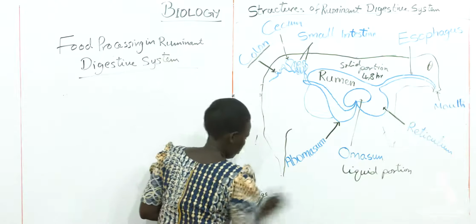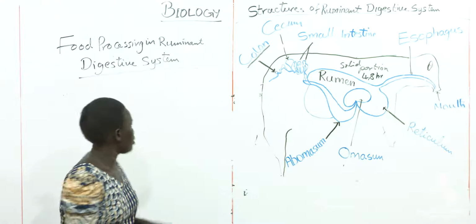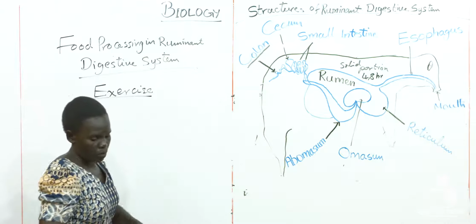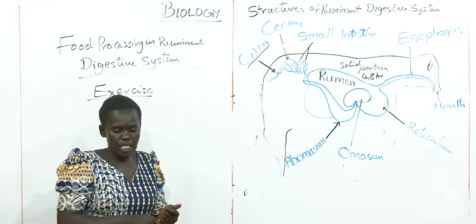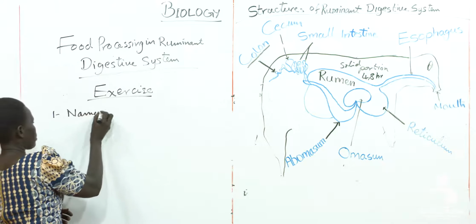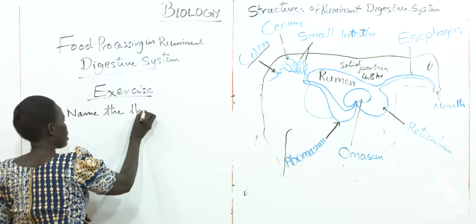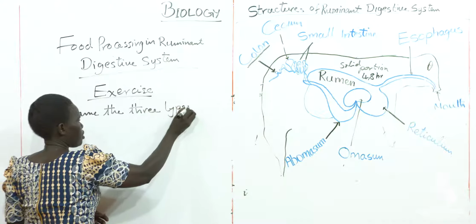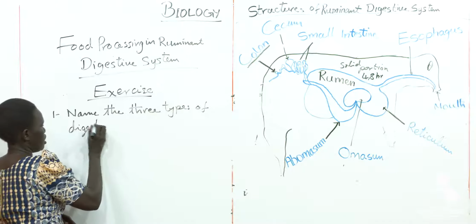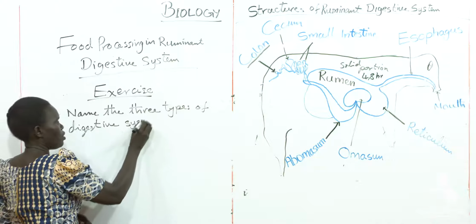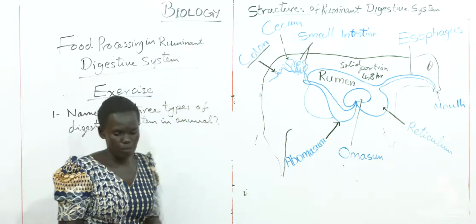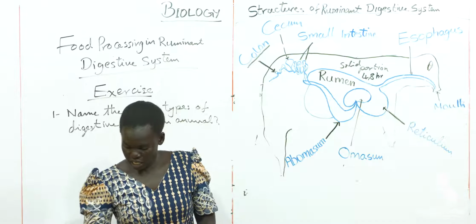Exercise. Number 1: Name the 3 types of digestive system in animal.